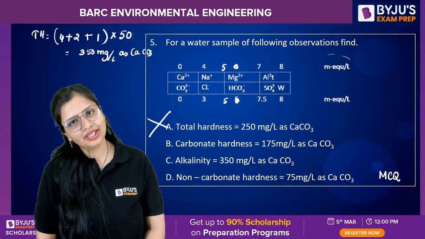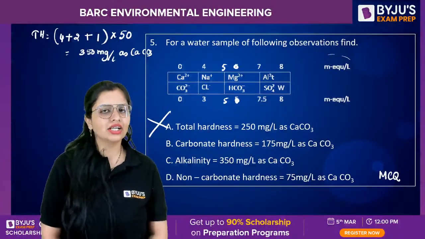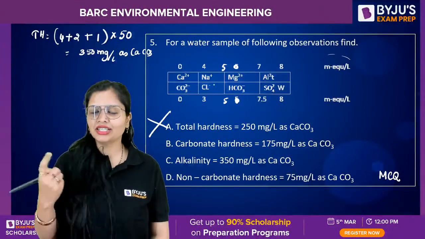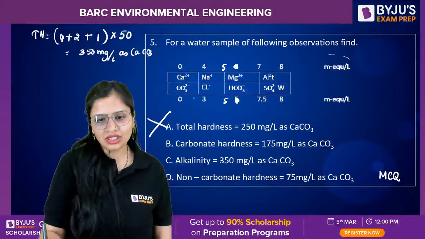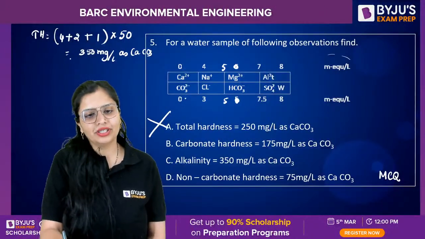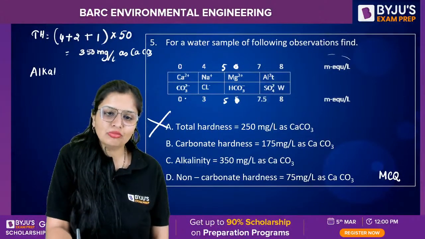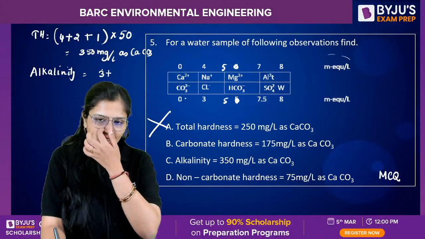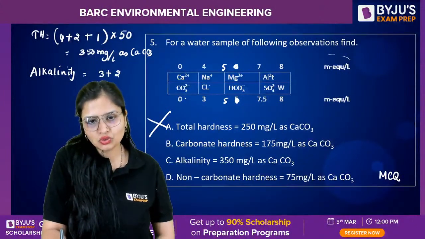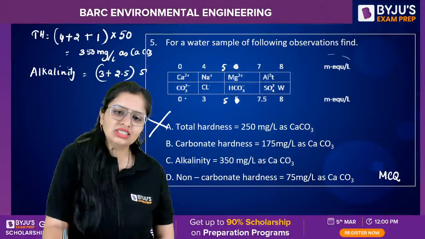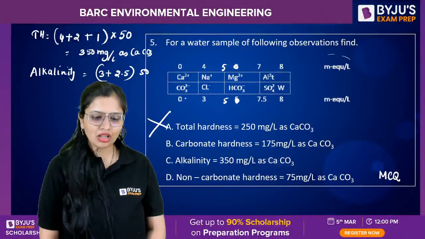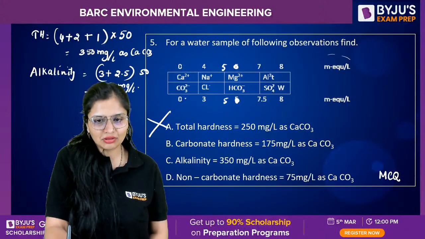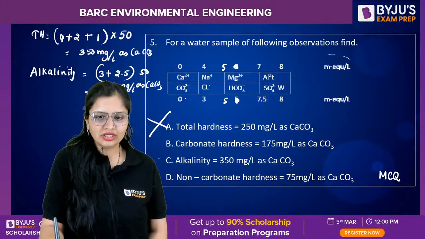Second, I have to calculate carbonate hardness. For calculating carbonate hardness, first I need to calculate alkalinity. So alkalinity is due to carbonates, bicarbonates and hydroxide ions. So here carbonate is given to me and bicarbonate is given to me. So alkalinity will be how much? 7.5 minus 5. So this is 2.5 into 50. How much it will come? 275 mg per liter as calcium carbonate. This is also wrong.